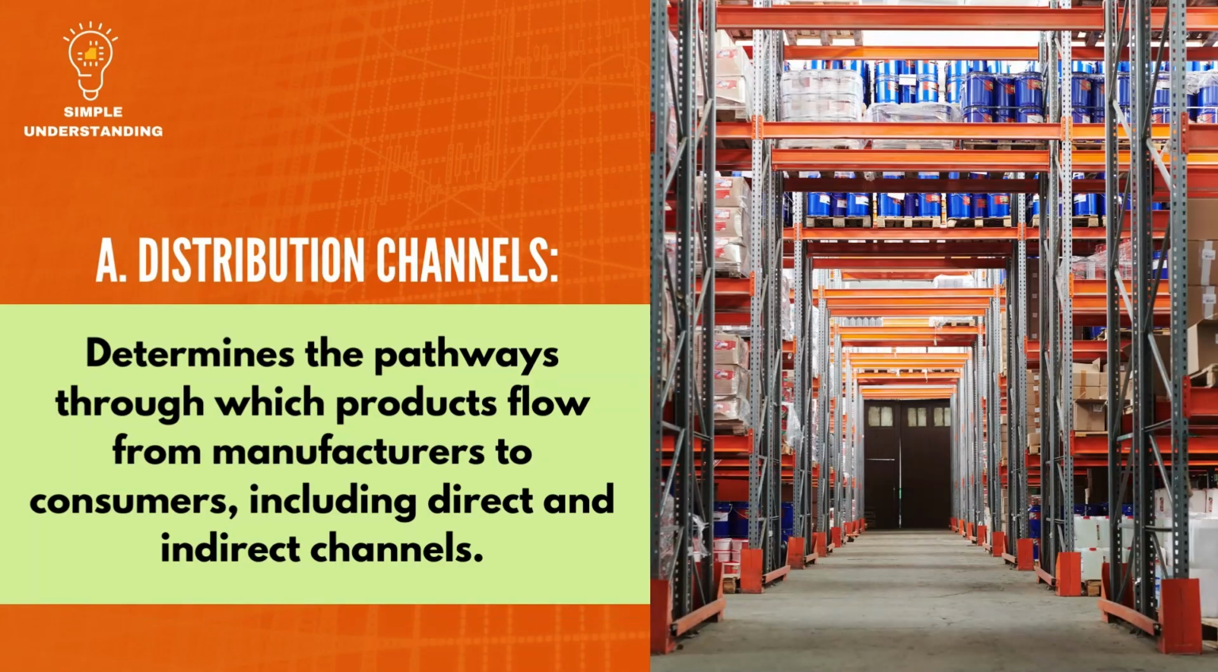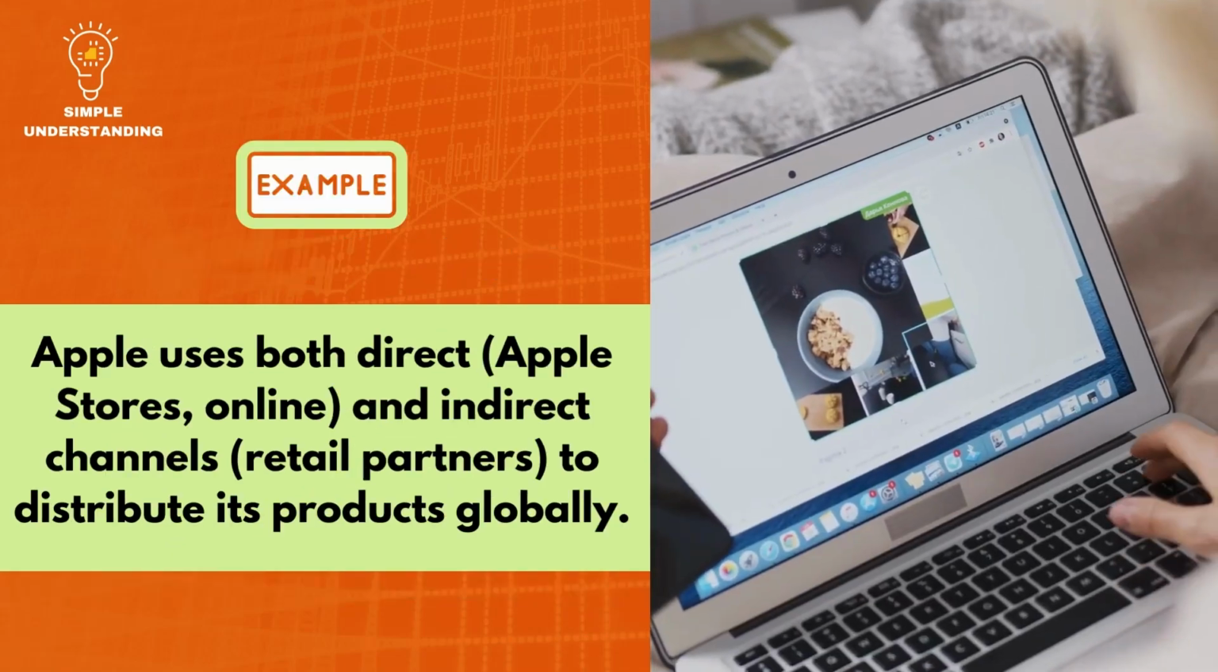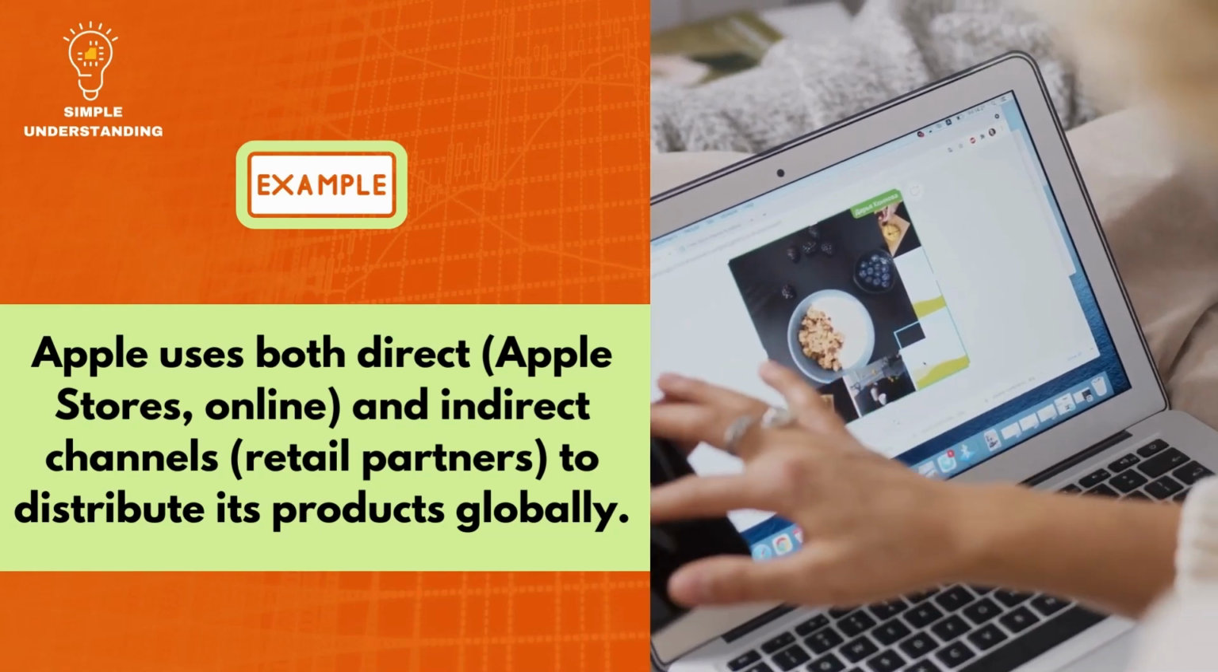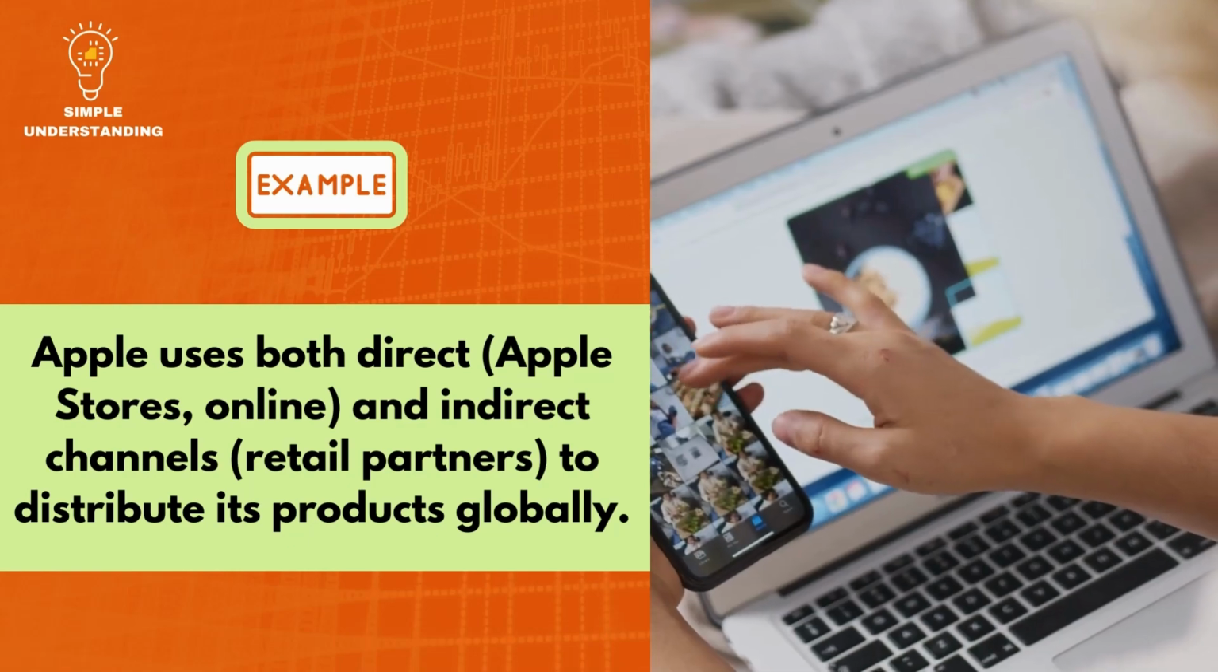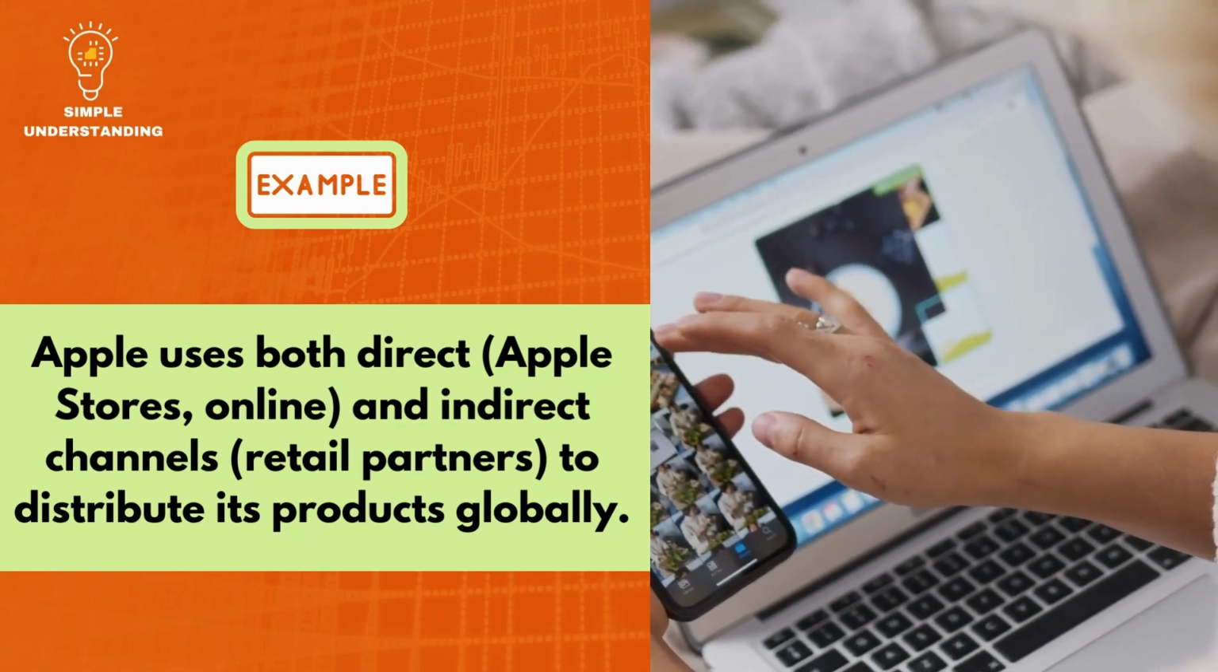A. Distribution channels. Determines the pathways through which products flow from manufacturers to consumers, including direct and indirect channels. Example: Apple uses both direct channels, Apple stores and online, and indirect channels, retail partners, to distribute its products globally.